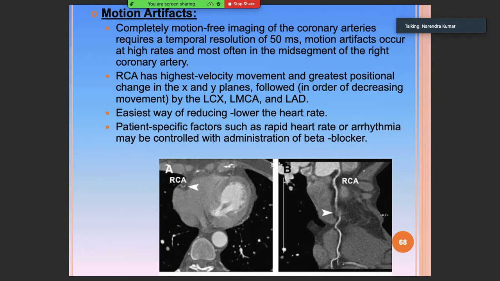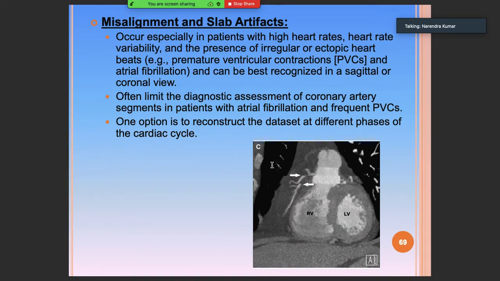And now coming to the misalignment artifacts. So misalignment artifacts, especially if someone is having a very high heart rate, as I said, or heart rate variability, or if they have irregular or ectopic heartbeats as well. So one has to be really careful. If you come across such kind of problems, what you do is try to reconstruct in the different phases of the cardiac cycle.